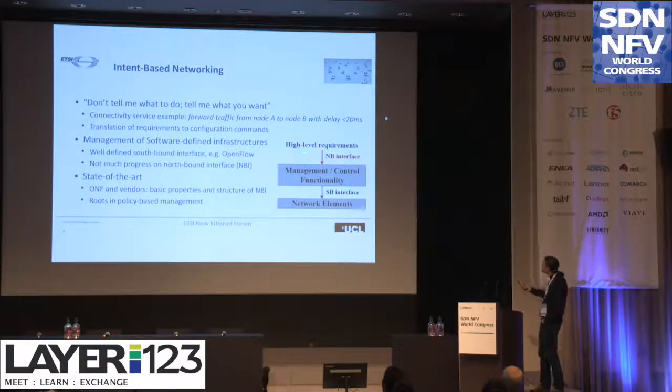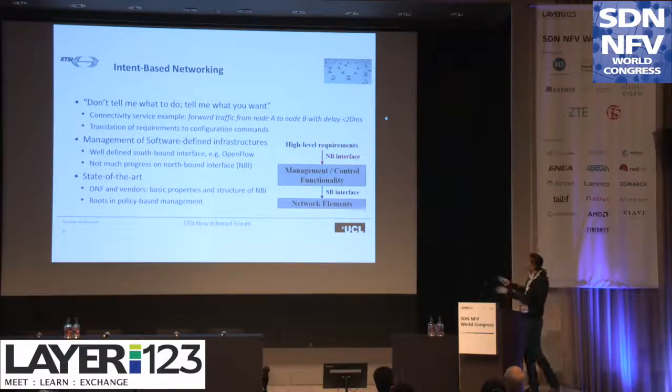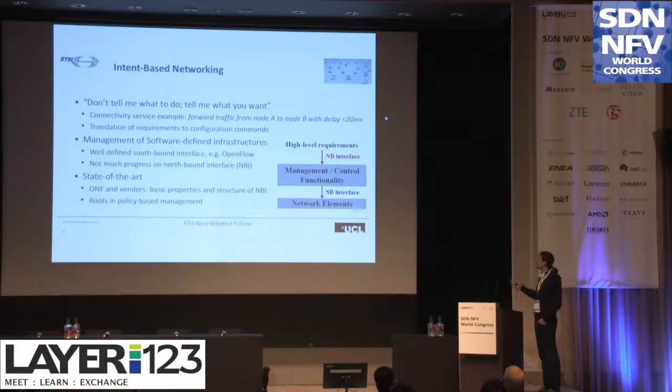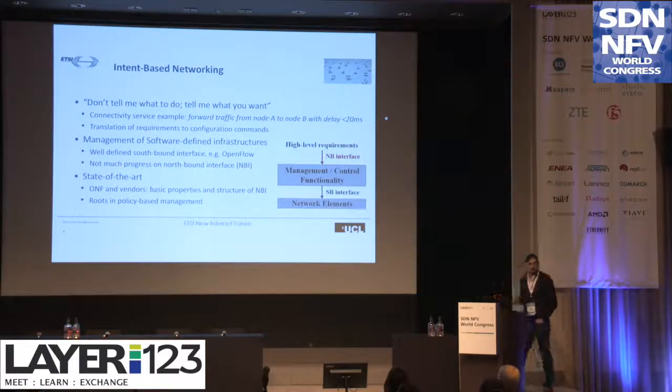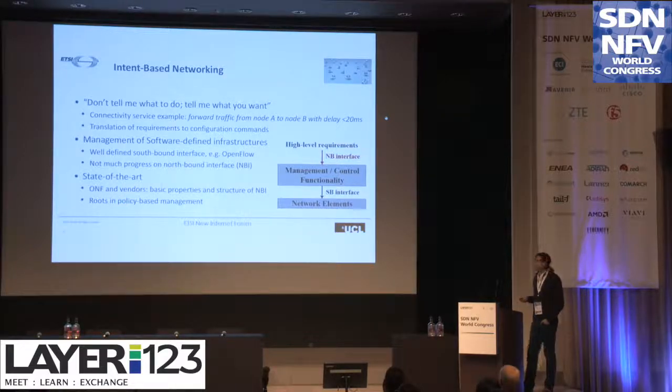So this is a simplified version of the SDN architecture here. We have some high-level requirements at the top. These go through a northbound interface. They end up in the management and control functionality, which computes the network configurations, and then the configurations are sent to the network elements through a southbound interface. So in the SDN world, there's a very well-defined southbound interface, which is OpenFlow, but there has been very little work on the northbound interface.